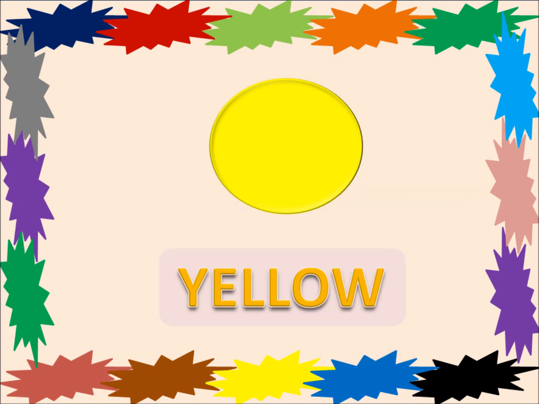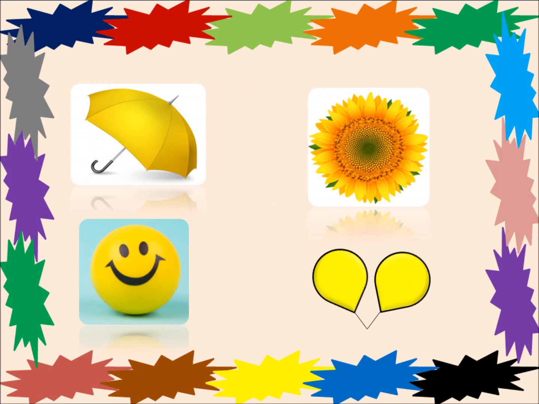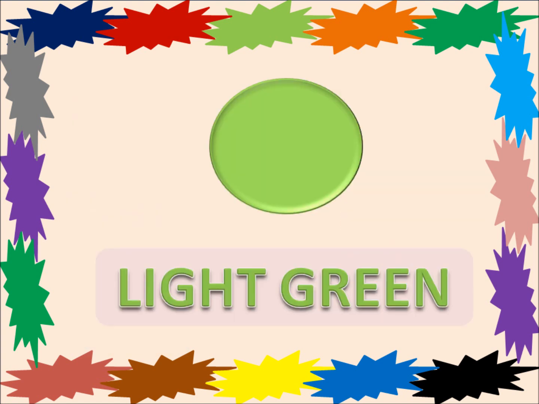Yellow. Y-E-L-L-O-W, yellow. Here you can see yellow objects like an umbrella, sunflower, smiley ball and balloons.